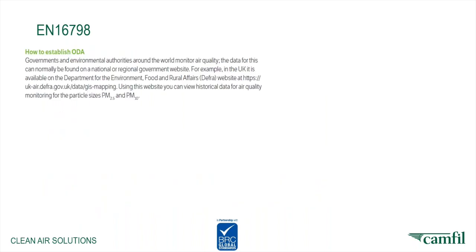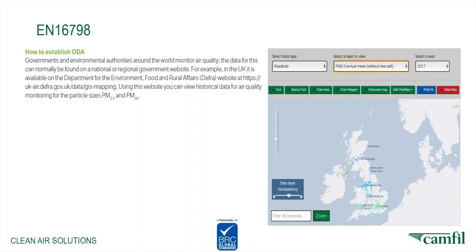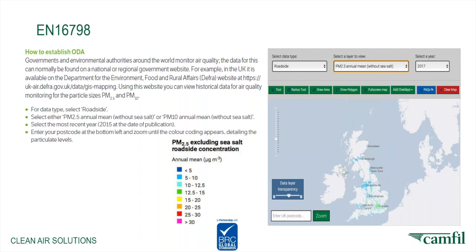So how do we establish the outdoor air? Governments and environmental authorities around the world monitor air quality. The data for this can normally be found on national, regional government websites. And for an example of this, we've taken the DEFRA website within the UK. Using the website, we can view historical data for air quality monitoring for these particle sizes, PM2.5 and PM10. We can see the PM concentrations from the map on the right-hand side of the page.